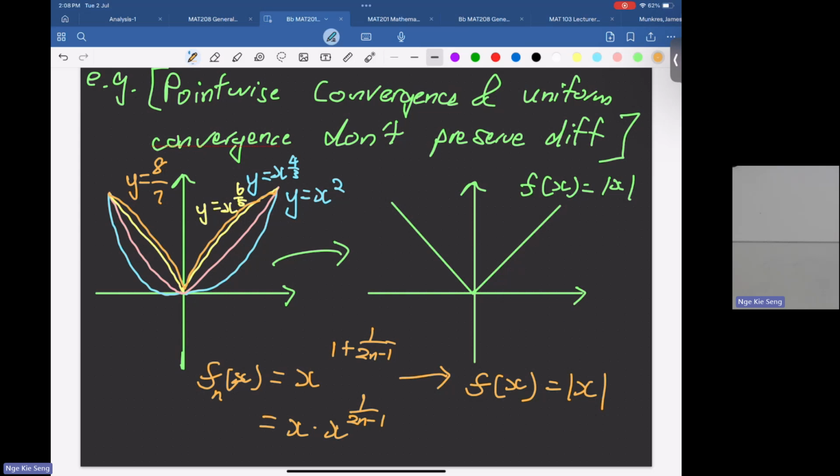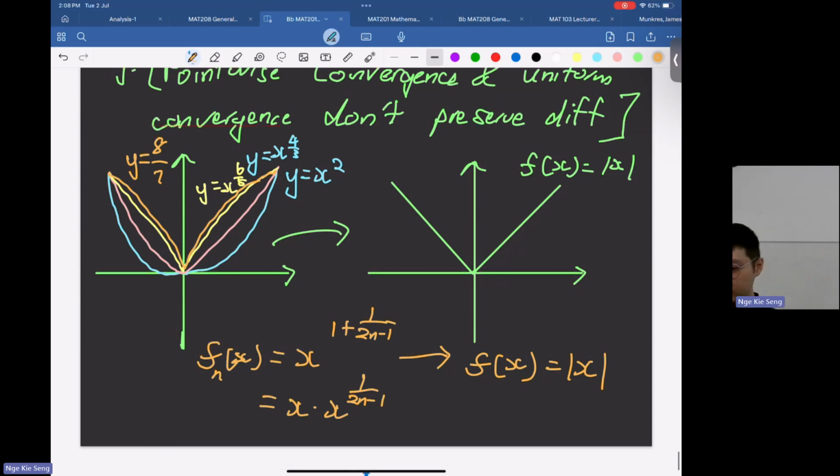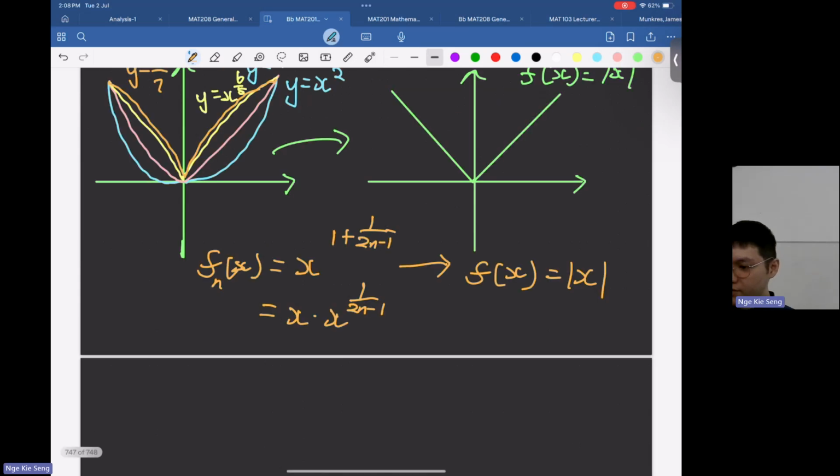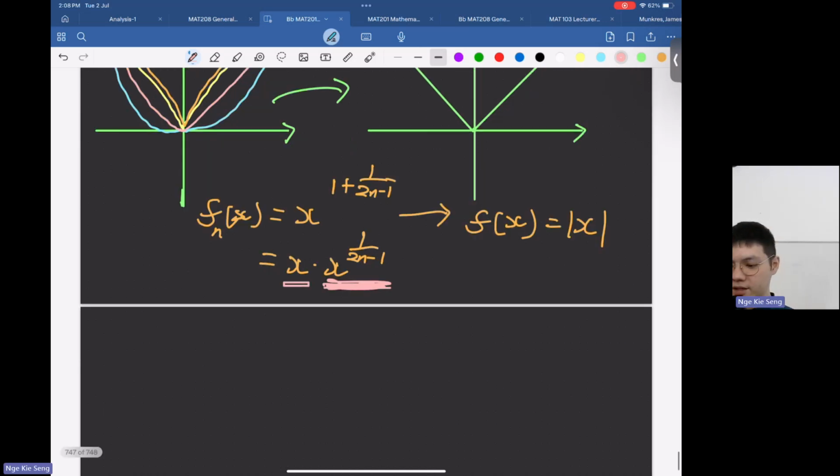So what to do here? What should we do here? What we really don't know is what about this part here? When n gets large, this part stands still. But what about this part here? What happened to this limit here? I'm asking about what's the limit of x to the 1 over 2n minus 1.